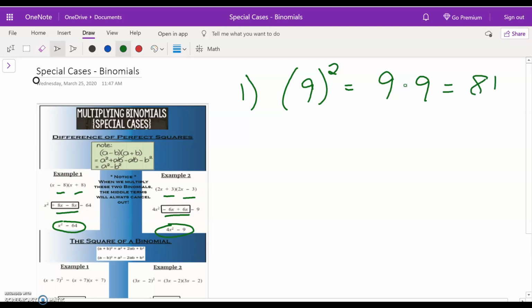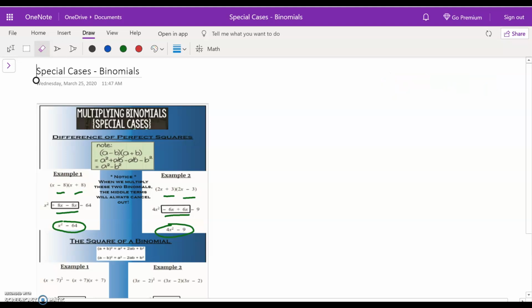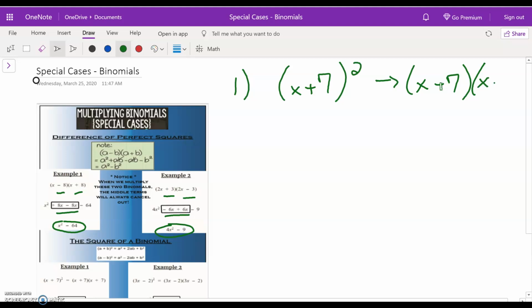This is a very trivial problem. But now, this sort of prereq knowledge is going to help us tackle these special cases in terms of squaring binomials. So now we're looking at something like, let's just say example 1 here. We have x plus 7, and that is the quantity squared. Well, if we don't know how to really deal with this, the first thing we're going to want to do is rewrite this, and we're going to be able to rewrite this as x plus 7 times x plus 7.